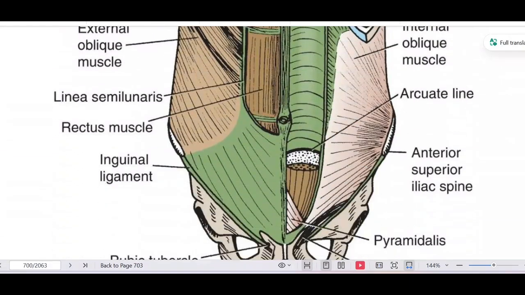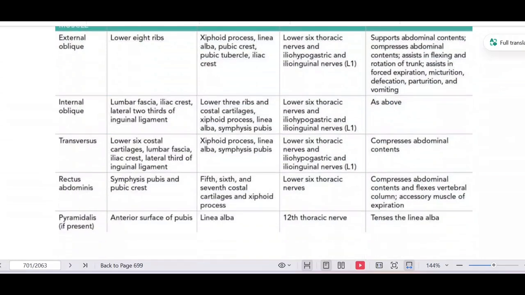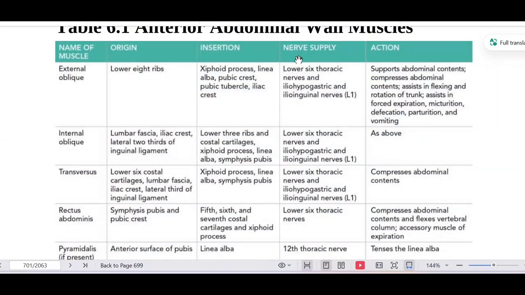Now the general nerve supply we have already discussed in the previous lecture of the anterolateral abdomen, and the nerve supply of the external oblique is going to be exactly the same. The lower 6 thoracic nerves and the iliohypogastric and ilioinguinal nerves, which, as you already know, are actually the L1 nerves, are the nerve supply of the external oblique.